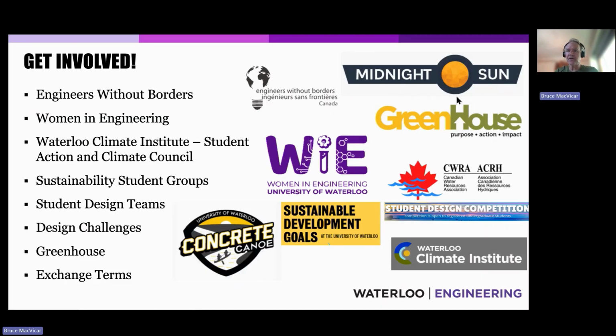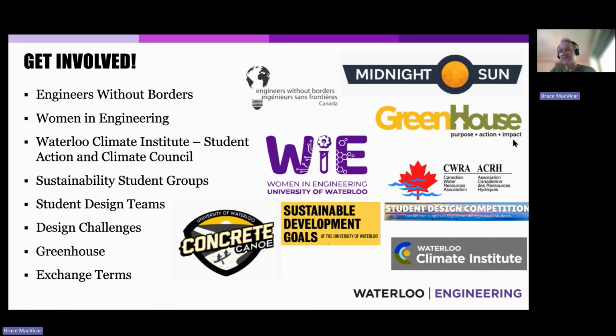That's a solar car. Concrete canoe is another fun one that has a lot of civil and environmental engineers where they go and actually paddle their canoe in the end to try to win a canoe race. There's also things like the Waterloo Climate Institute, and they have various sustainability student groups and projects that they're working on. There's the CWRA Student Design Competition. So anyways, there's lots to do.